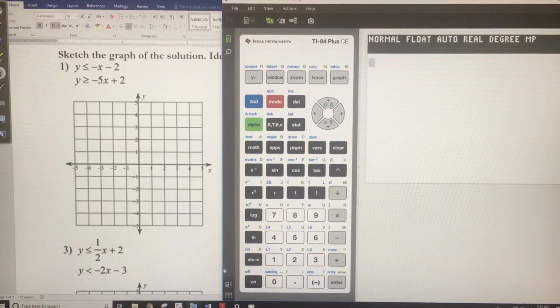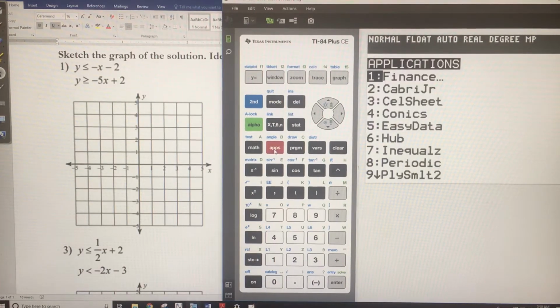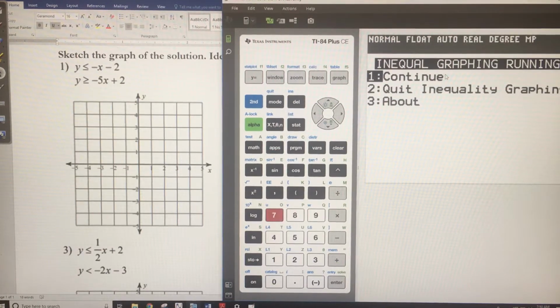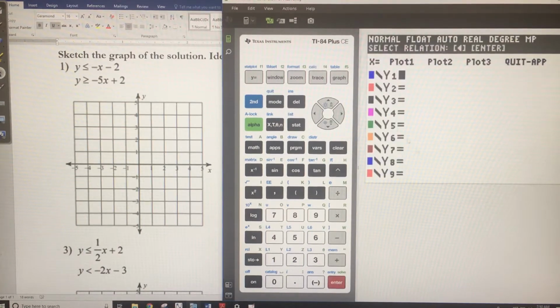All right, everybody, Mr. O back, and still working with inequalities, but this time we're going to do systems of equations with inequalities. So first things first, always make sure, check our apps, Inequalz, in my case, number 7, and my program was already on, so just hit continue.